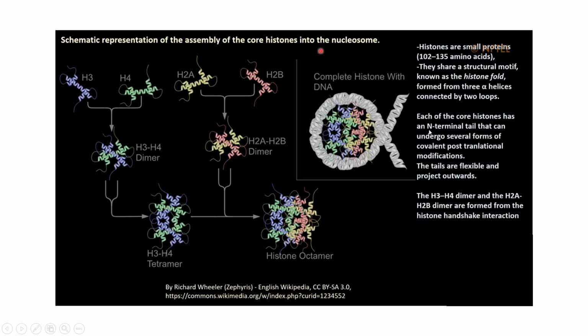Each of the core histones has an N-terminal tail that can undergo several forms of post-translational modification. The tails are flexible and project outward. The H3-H4 dimer and the H2A-H2B dimer are formed from the histone handshake interaction. This interaction here is called the histone handshake interaction, and that is how each histone interacts with each other.